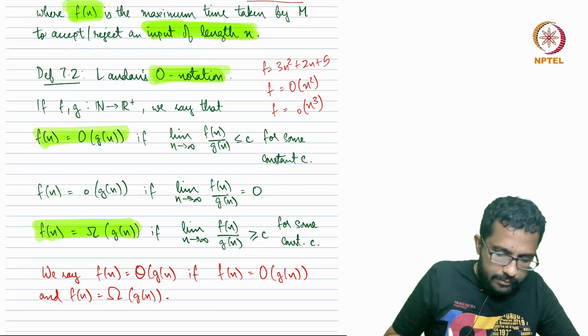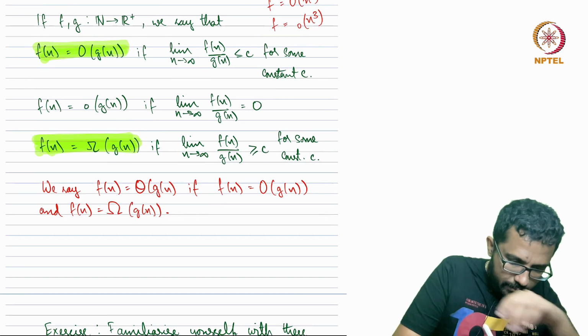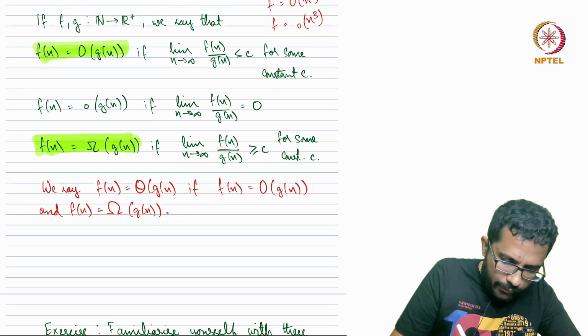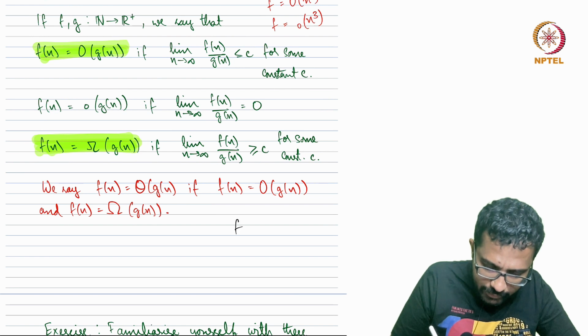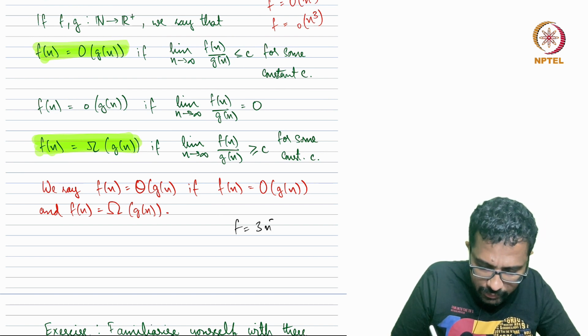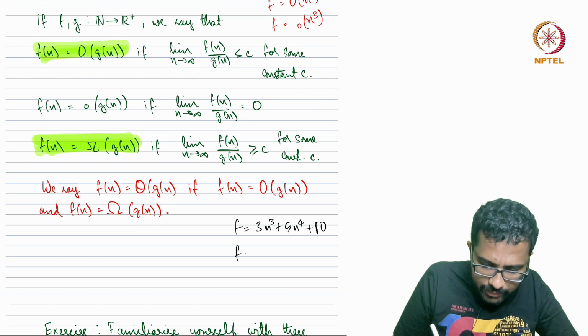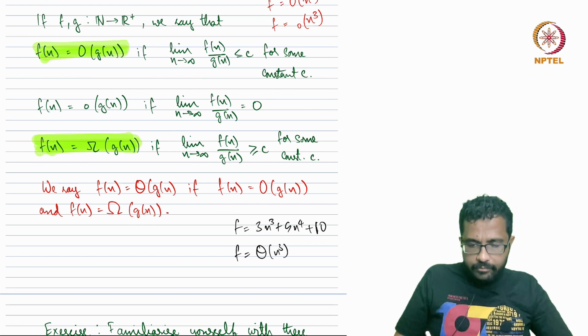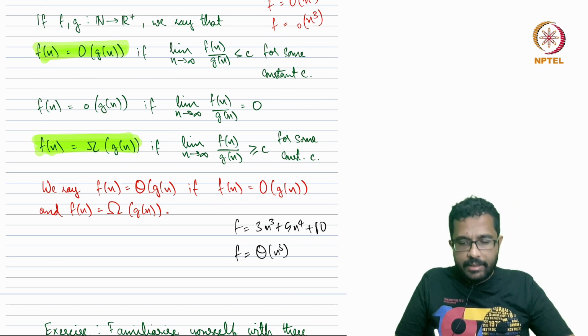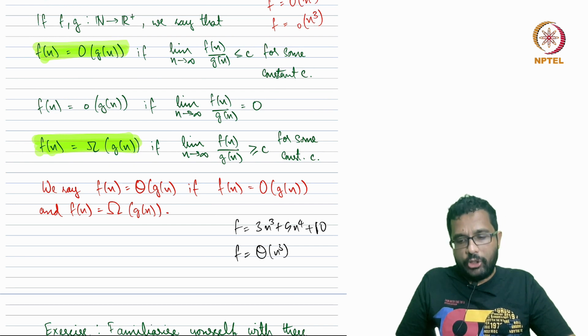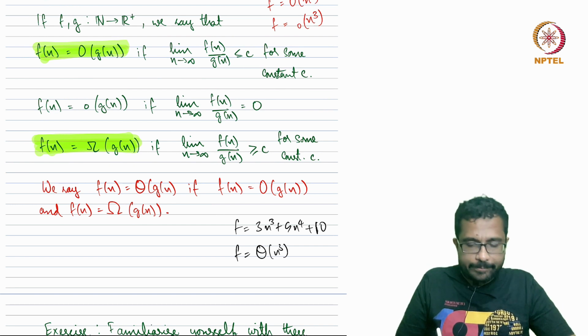So for example, if you consider let's say f is 3n cubed plus 5n power 4 plus 10, you can see that f is equal to theta of n cubed. You can both upper bound this by n cubed and lower bound this by n cubed. So I will leave it as an exercise.